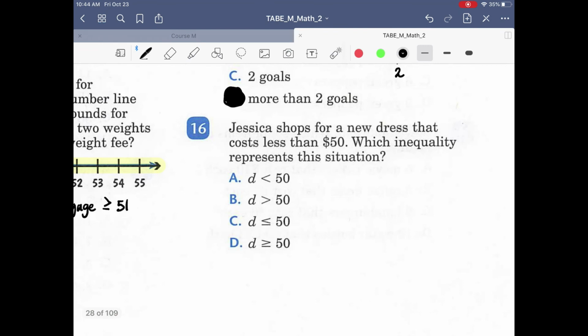Jessica shops for a new dress that costs less than $50. Which inequality represents this situation? So put your 50 down there. She doesn't have $50 or didn't pay $50. It has to be less than 50. So the dress is less than 50. And that goes with option A.